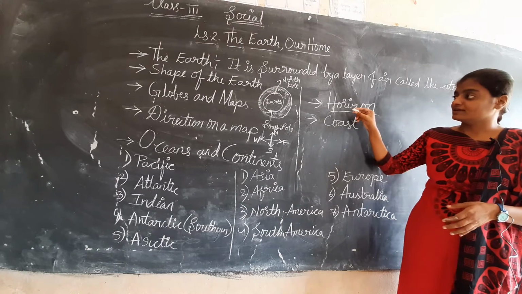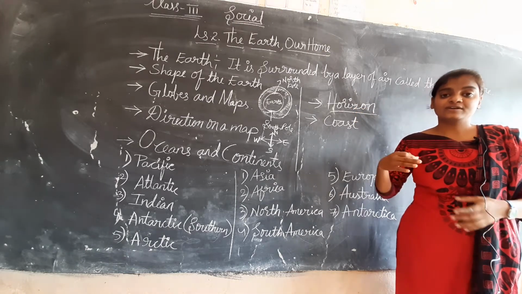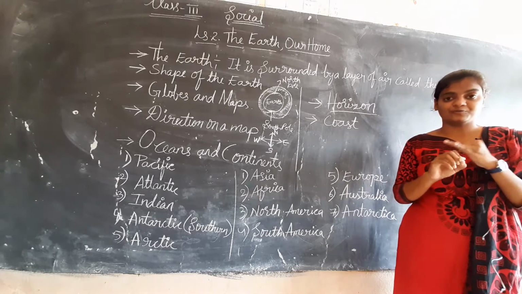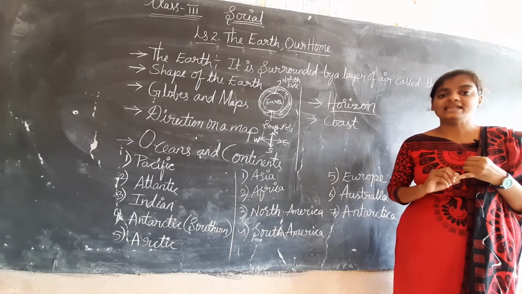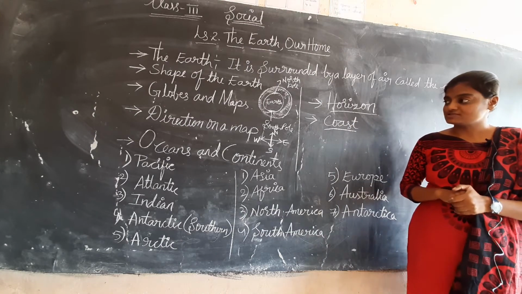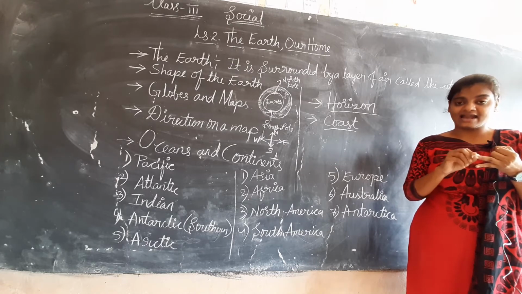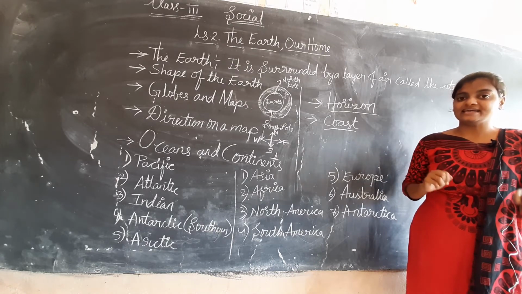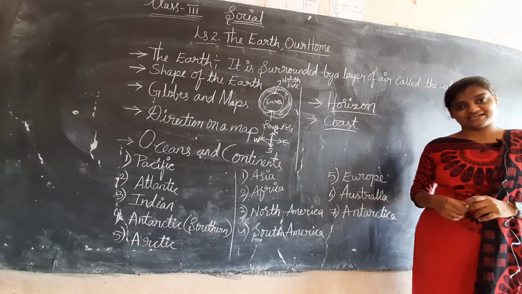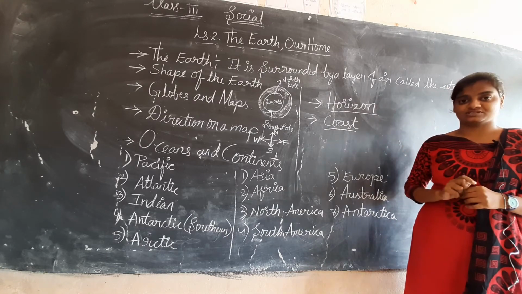But when we start sailing or moving further, the sky and the land never meet. Next, coast. What is coast, children? Coast is where the sea and the land meet. That area we call the coastal area, and the place where the sea and the land meet is called the coast.